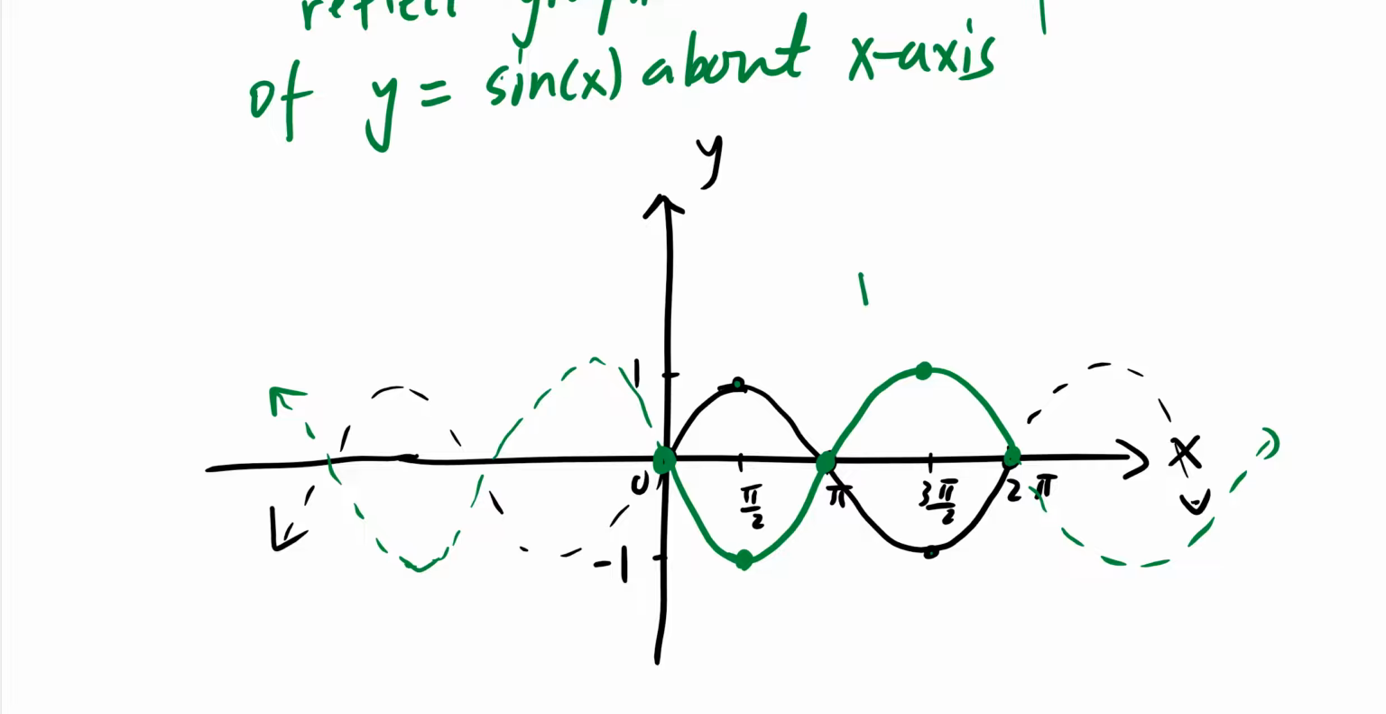So the green curve is the one for negative sine x. Domain stays the same, range the same, amplitude the same, symmetric about the origin, so it's an odd function, nothing changes. The x-intercept's the same, y-intercept's the same.